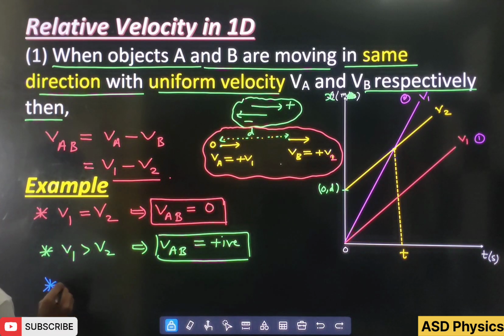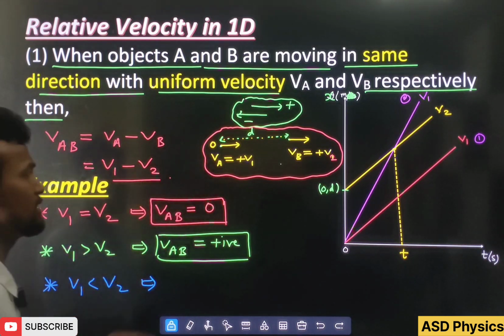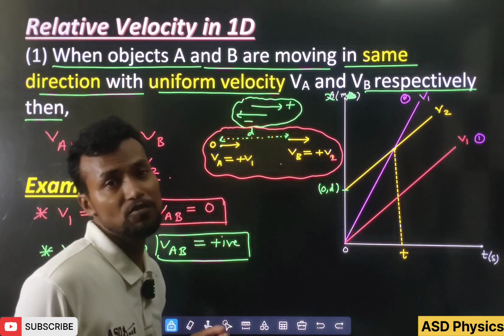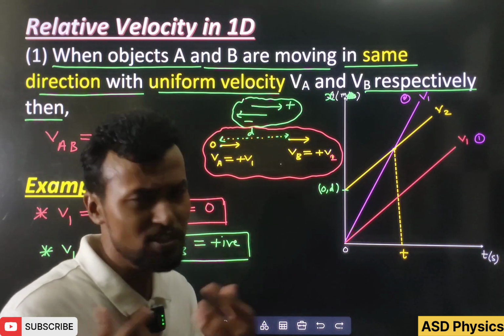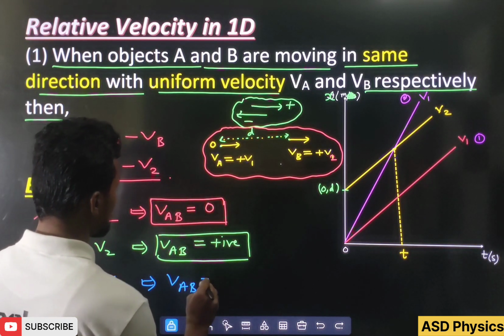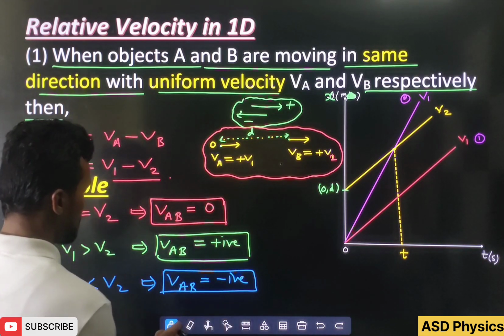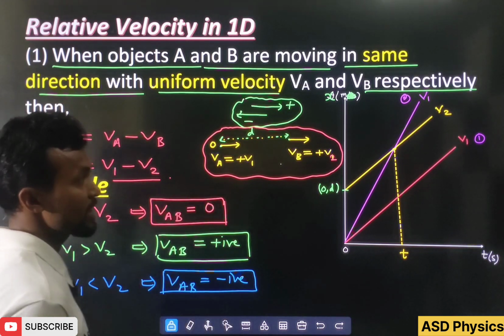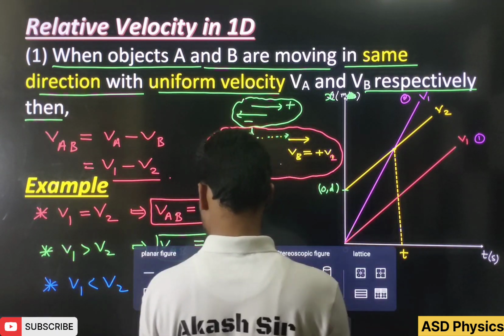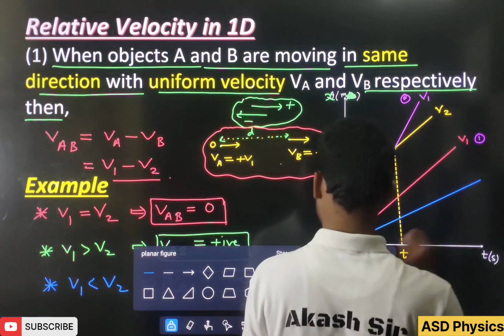Now, see here. If V1 is less than V2, even you think, the speed of the backward person is less than the speed of the forward person. Anytime he will be able to catch? Never, never, ever. So in this situation, the velocity of A with respect to B will be negative. So when V1 is lesser, the slope will decrease. Let me take a straight line like this.